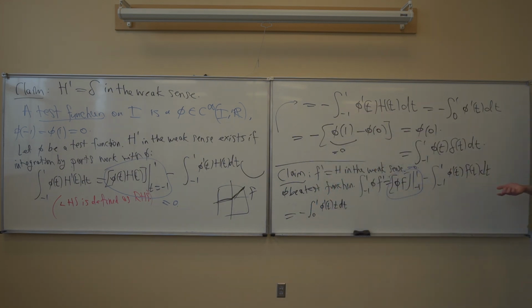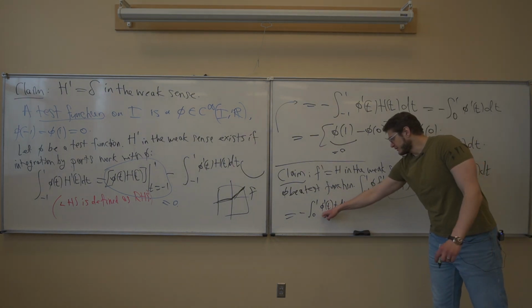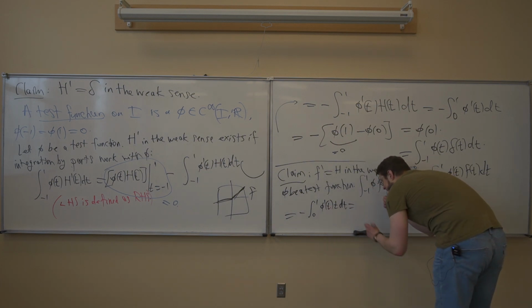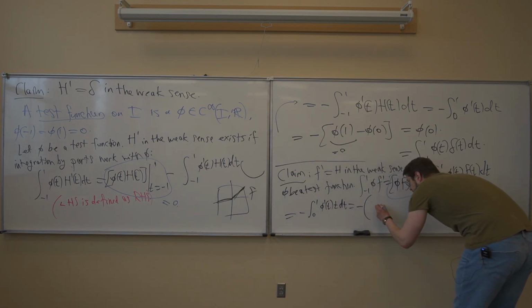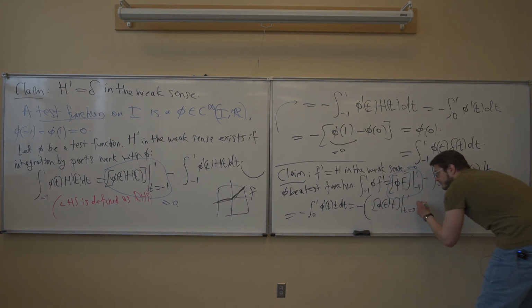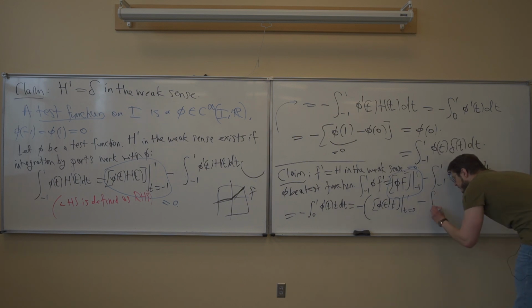I can apply integration by parts again to this, right? So I can sort of send the derivative to this side. So this would be phi of t times t, where t varies from 0 to 1, minus the integral from 0 to 1 of phi of t dt.